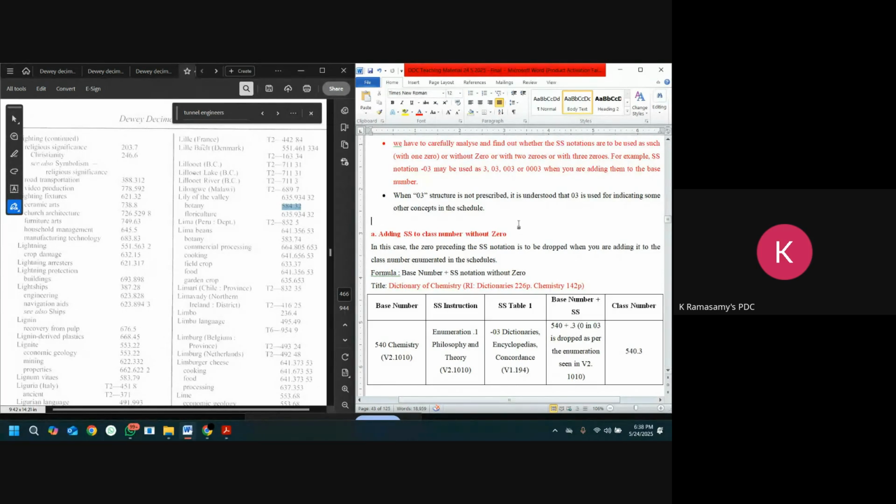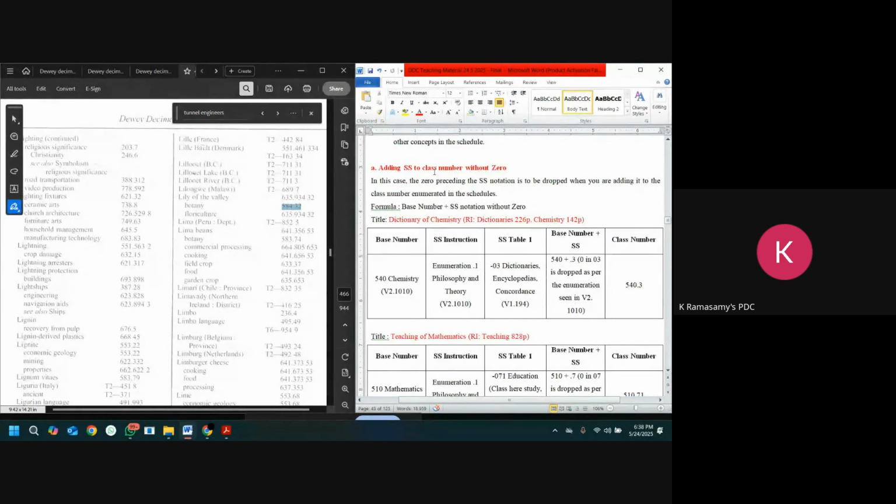First example, you're going to add an SS number to a class number without 0. Without 0 means standard subdivision number will be 03, 04, 05, 06, 07. You're going to cut the 0, and you're going to only add 3 or 4 or 5 or 6, something like that. Okay, for example, dictionary of chemistry.